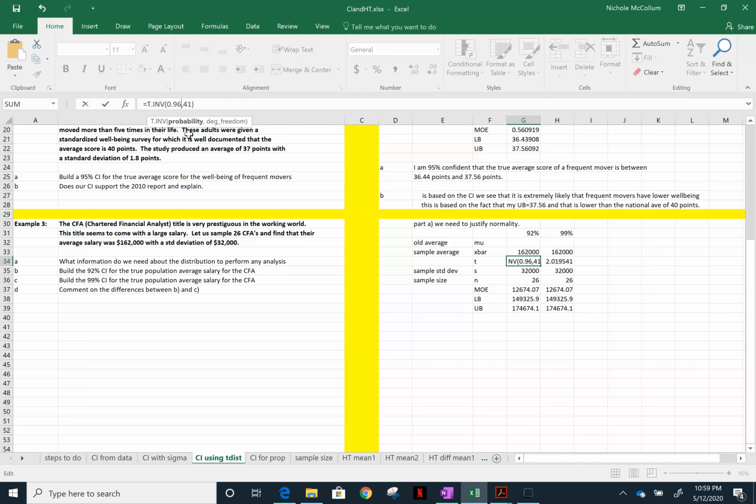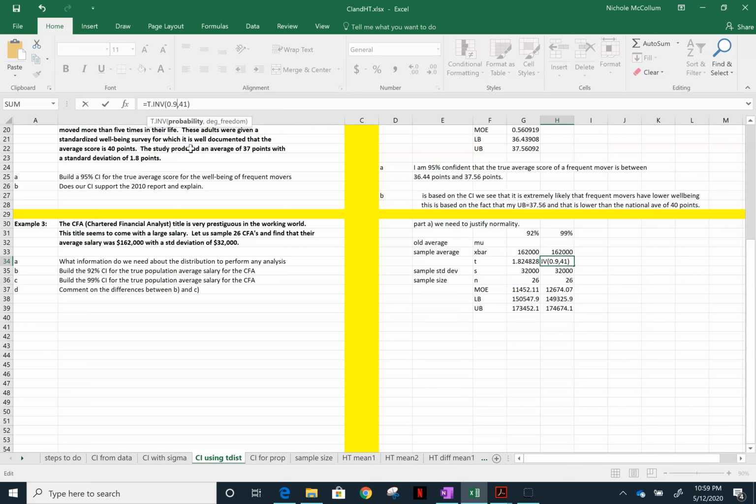So really, I'm going to put a 96 there because, again, the bar represents 92% plus the tail, which would be 96% in total. Now we need our degrees of freedom. Please recall that's n minus 1, so that would be 25 in this example. Boom, we get our T value and everything else falls into place. Let me build this one before we discuss B, C, and D.